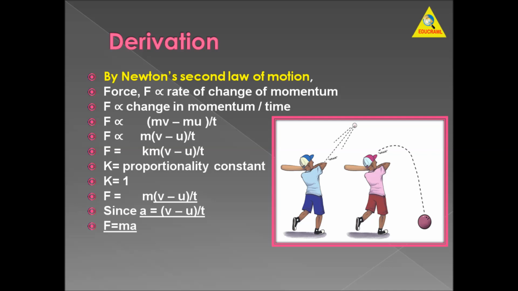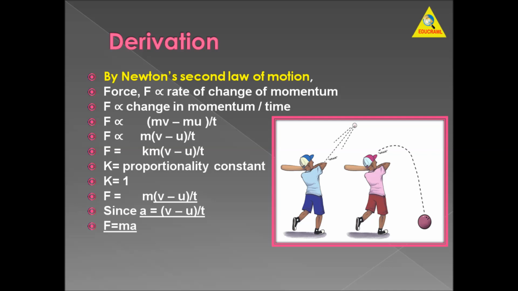Now look at the term (v minus u) by t. What is it? v minus u refers to change in velocity. Divided by t refers to change in velocity per time taken. So what is it? It is nothing but the acceleration. Acceleration refers to rate of change of velocity, that is change in velocity per time taken. Hence, instead of (v minus u) divided by t, we introduce acceleration.